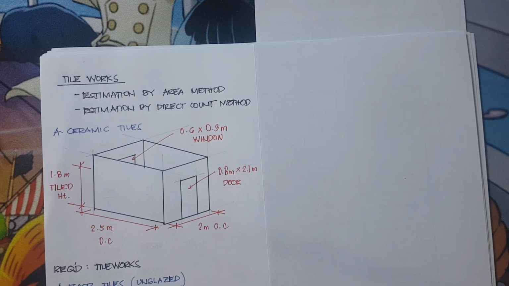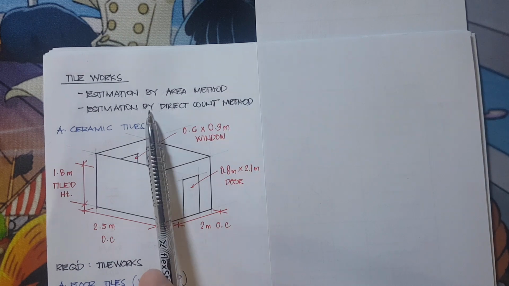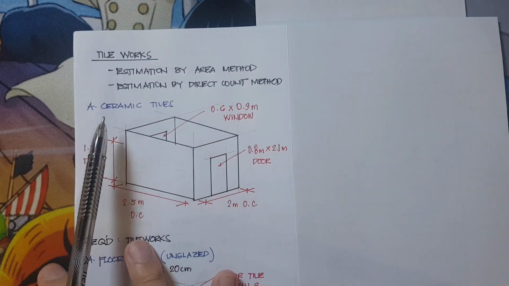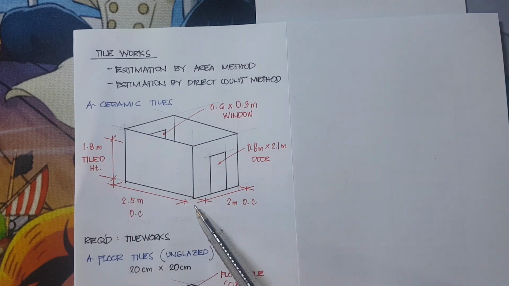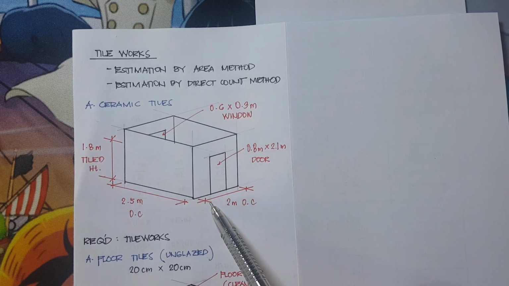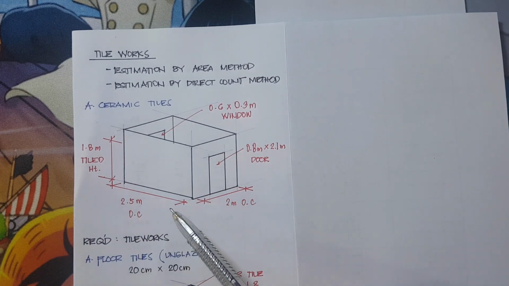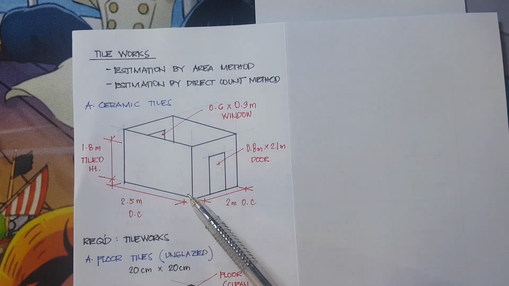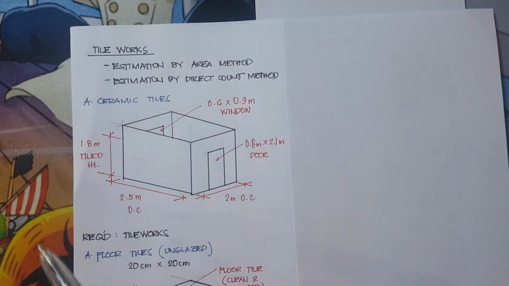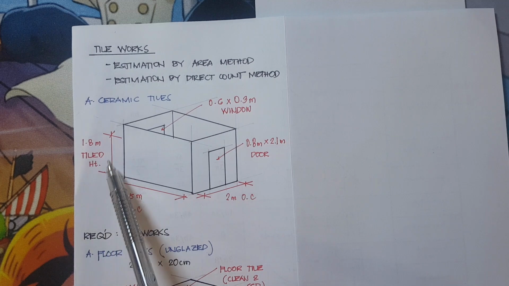So tileworks can be estimated in two methods. We have the area method, we have the direct count method. Okay? So for an example, we have here a TNB which has a dimension of 2 meter on center distance by 2.5 meter on center distance. And we have here a height. So I'll be giving the height later, no? But let me first introduce the tiled height.